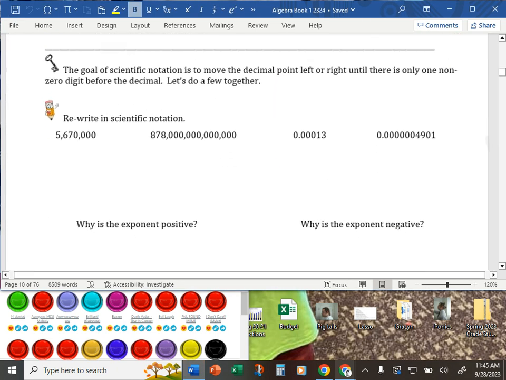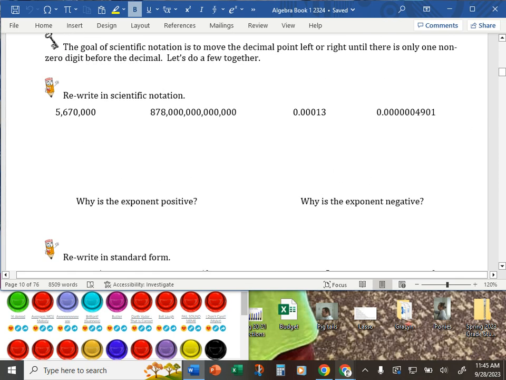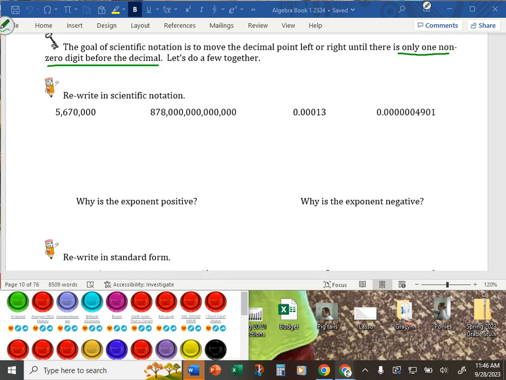Well, let's practice a little bit. Okay? We've got a big number, like 5,670,000. Now, the key to scientific notation is to move the decimal until there's only one non-zero digit before the decimal. So in this case, 5,670,000, where's our decimal point? After the 5? After the 6? The 7? After the 0? After the other 0? At the way end, yeah. Right? 5,670,000. There's no decimal point that you can see, which means it's at the end.